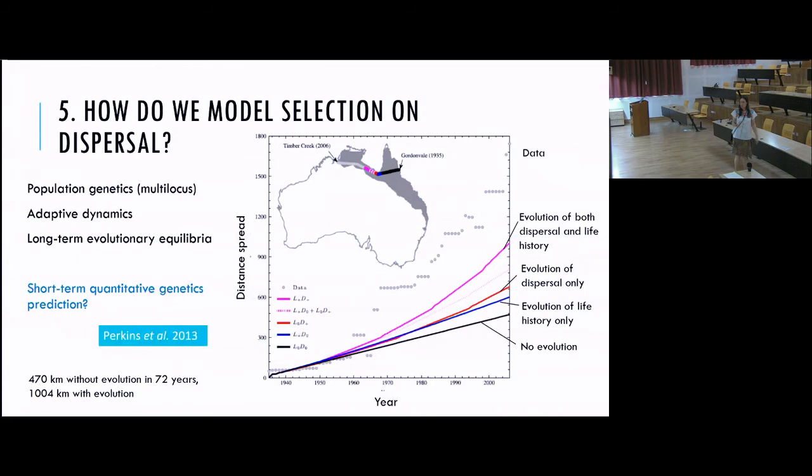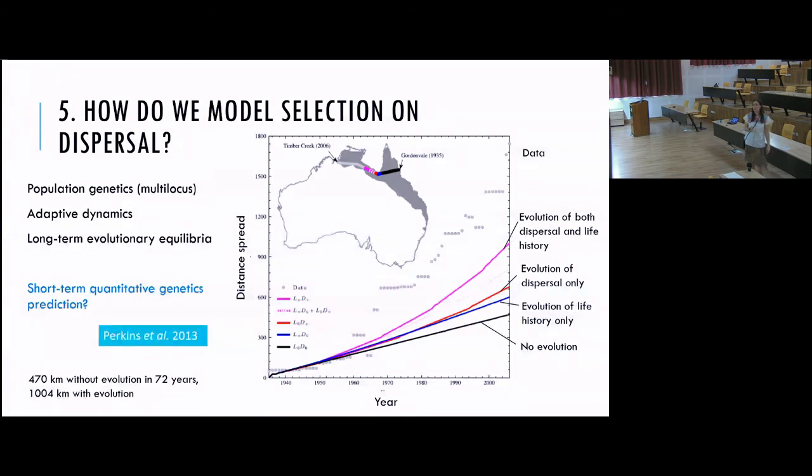And so you can solve those models by classical population genetics models, sometimes multi-locus models. You might see some examples of those. You can use adaptive dynamics, which is basically what I'm doing here, trying to look for equilibrium in the long term. But with both of those approaches, most of the literature about dispersal evolution considers long-term evolutionary equilibrium and not really the dynamics of evolution of dispersal.